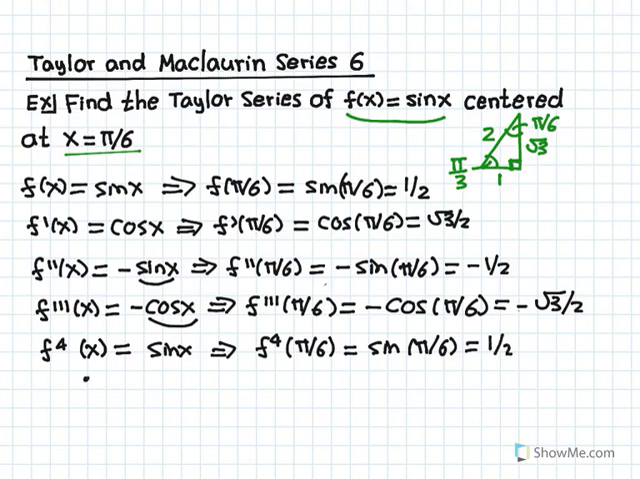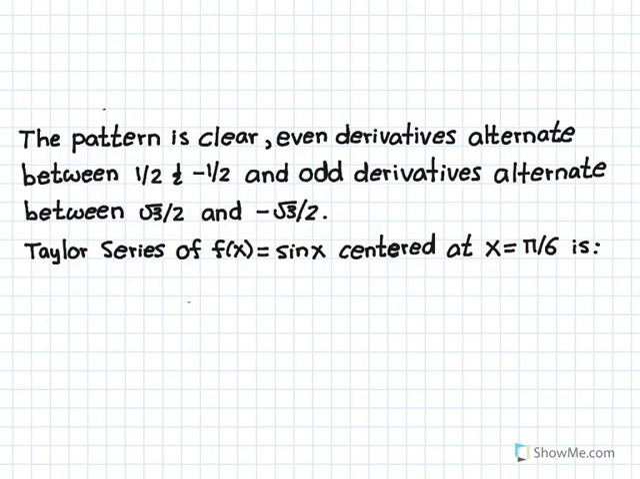And all the derivatives will follow in a cycle, because you can see how we started with f of x equals sine x. Now the fourth derivative is sine x. So the fifth derivative will be like the first derivative, cosine x. The sixth derivative will be like the second derivative, minus sine x, and so on. All right, so let's list some of these derivatives.